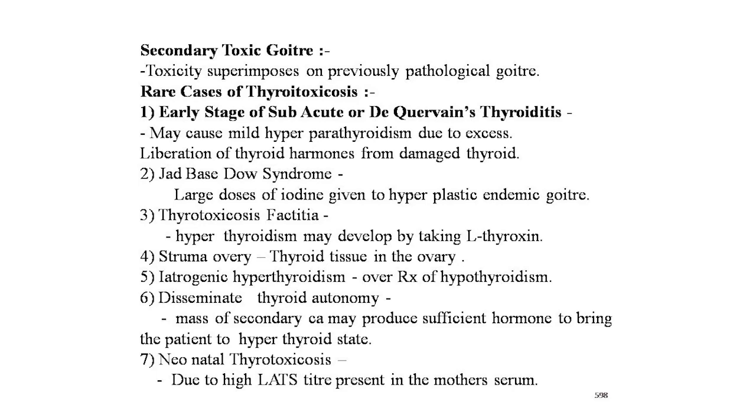Hyperthyroidism may develop by taking L-thyroxine, struma ovarii, that is thyroid tissue in the ovary, iatrogenic hyperthyroidism from over treatment of hypothyroidism, and disseminated thyroid autonomy due to a mass of secondary carcinoma that may produce sufficient hormone to bring the patient to a hyperthyroid state. Neonatal thyrotoxicosis is due to a high LATS titer present in the mother's serum.